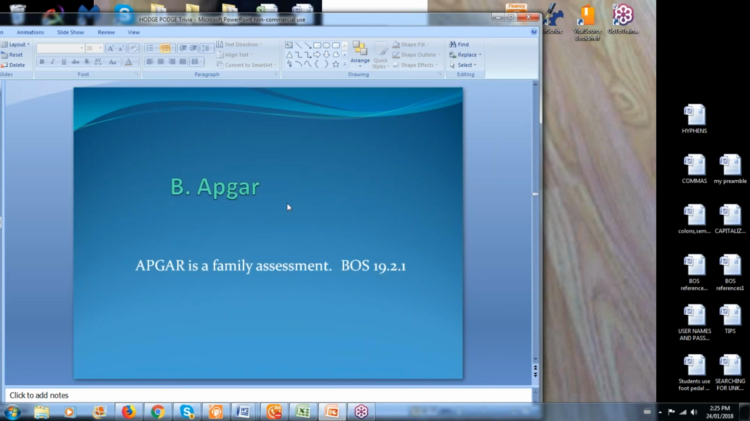Okay, the answer is B. You just use a capital, because the all-capped one, APGAR, is actually a family assessment. If you look in BOSS 19.2.1, it'll explain the two differences. One's an APGAR score for a newborn's condition, the way it's spelled here. But APGAR the other way is a questionnaire, and it's a family assessment.